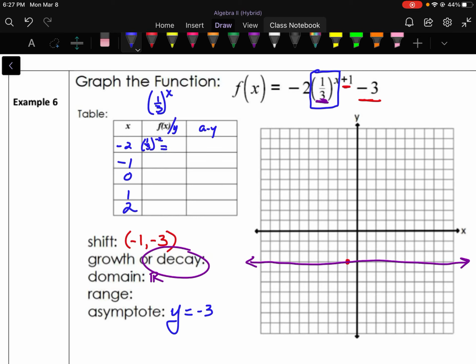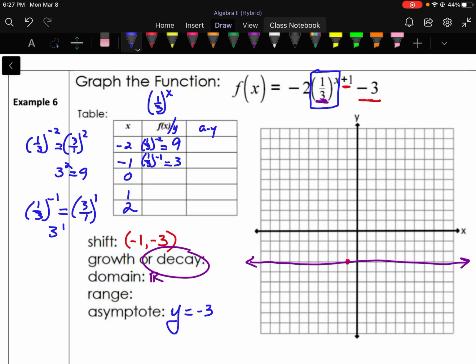So you take 1/3 to the -2 power. So I'll do it over here. 1/3 to the -2. You flip the fraction. 3/1 to the +2, which is 3 squared, or 9. 1/3 to the -1. Same thing. You gotta flip the fraction. Now it becomes 3 to the 1st, or 3. Anything to the 0 power is 1. 1/3 to the 1st power is 1/3, and then 1/3 to the 2nd power. You square the numerator, you get 1. Square the denominator, you get 9.